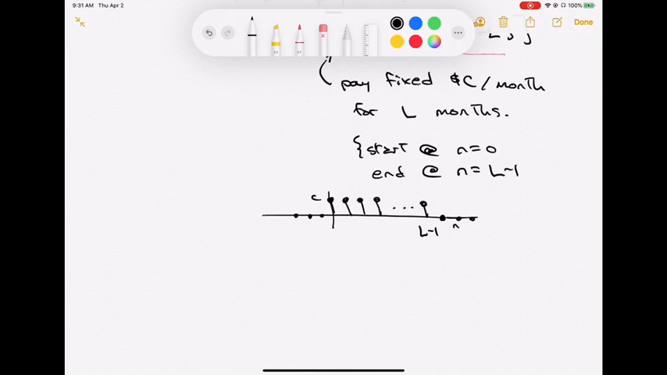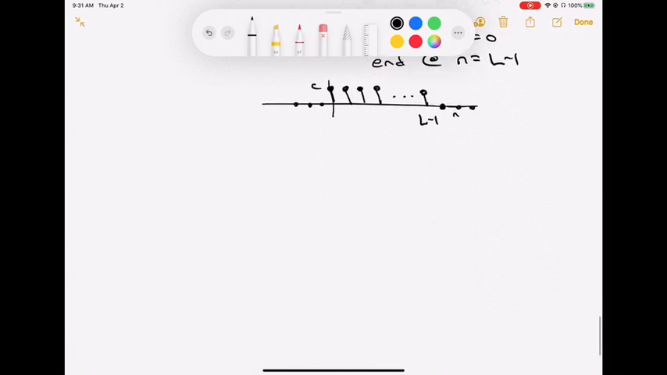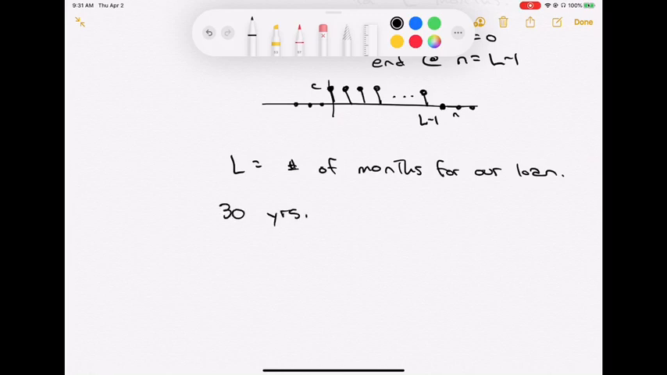So this is a very standard way of paying off loans. It's a fixed payment scheme over the duration of the loan. So we get another parameter in here. Cap L equals the number of months for our loan, something like that. What's a typical home loan? A typical home loan is like 30 years. So we're going to go ahead and put this student on a 30-year loan.